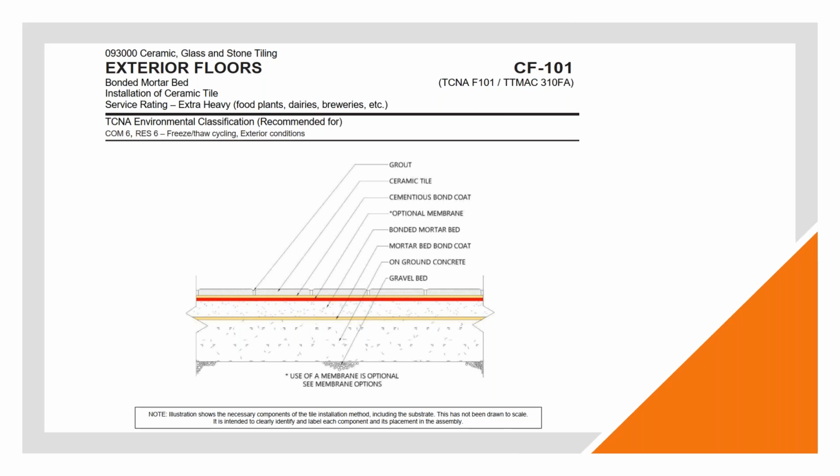It's a bonded mortar bed. It achieves a service rating of extra heavy duty. And probably the most important consideration here is that it requires positive drainage below the slab. You'll see the crushed stone indicator underneath that drawing. What that means is if we don't use a waterproofing membrane, we want that moisture that accumulates on the surface and then penetrates down into that slab to have a way of exiting that installation quickly.